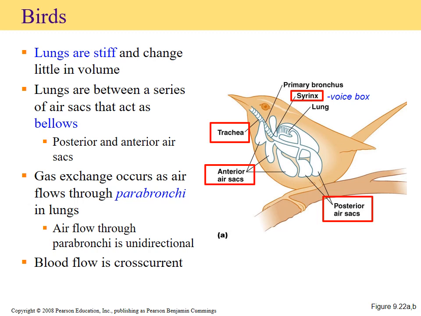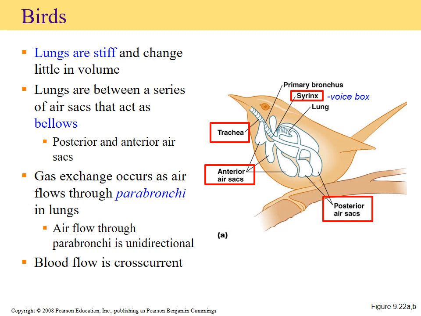And in addition to the lungs, you're going to notice that I've also put a little red box around the anterior and the posterior air sacs. Now, these air sacs are going to act almost like bellows, meaning that they're going to allow us to store the air on a temporary basis.